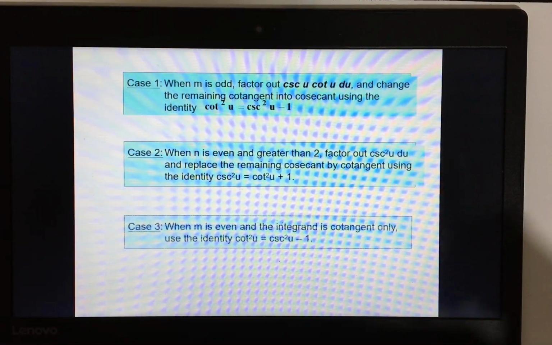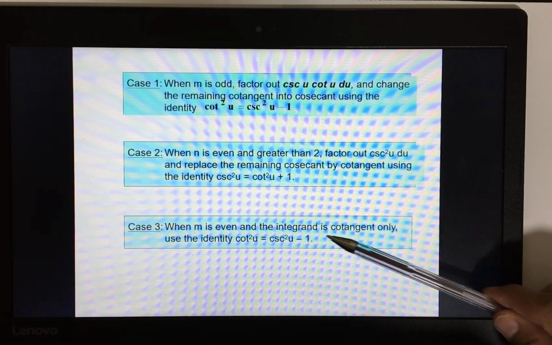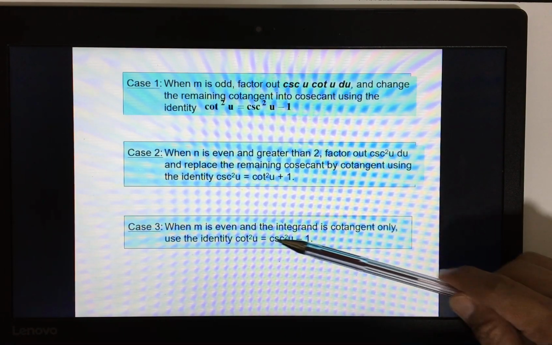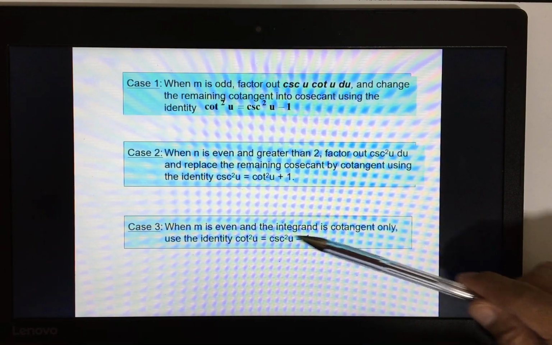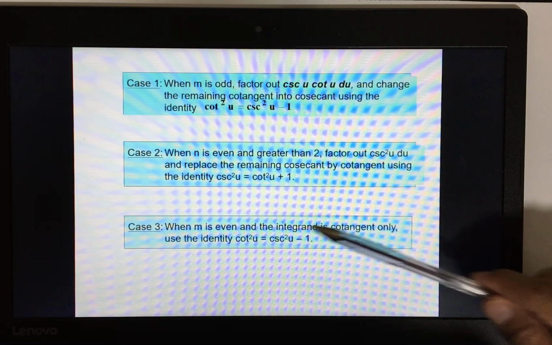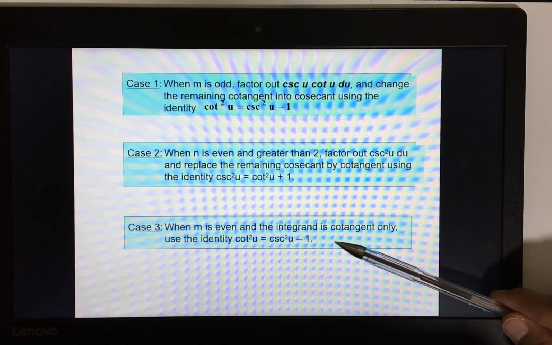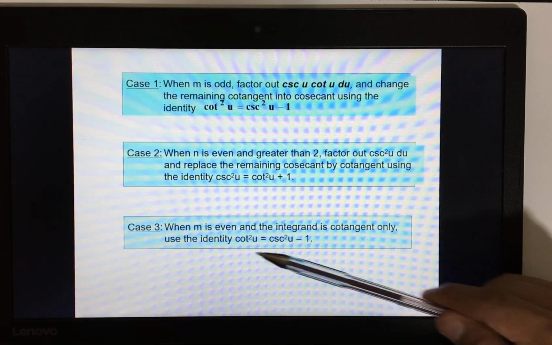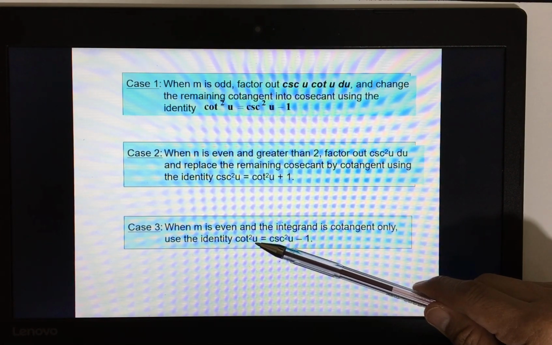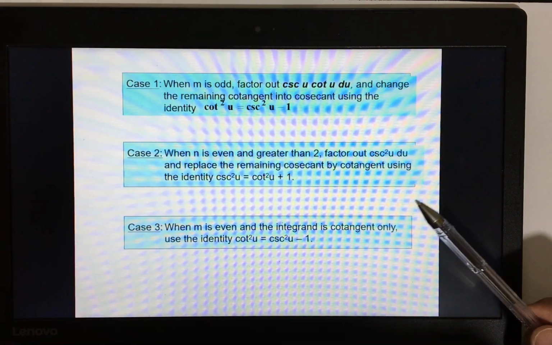Then for case 3, when m is even and the integrand is cotangent only, so if you compare this case with group number 2, it says in group number 2 when m is even and the integrand is tangent only. But here in group 3, case 3 is when m is even and the integrand is cotangent only. So in this case, we have to use the identity cotangent squared u equal to cosecant squared u minus 1.